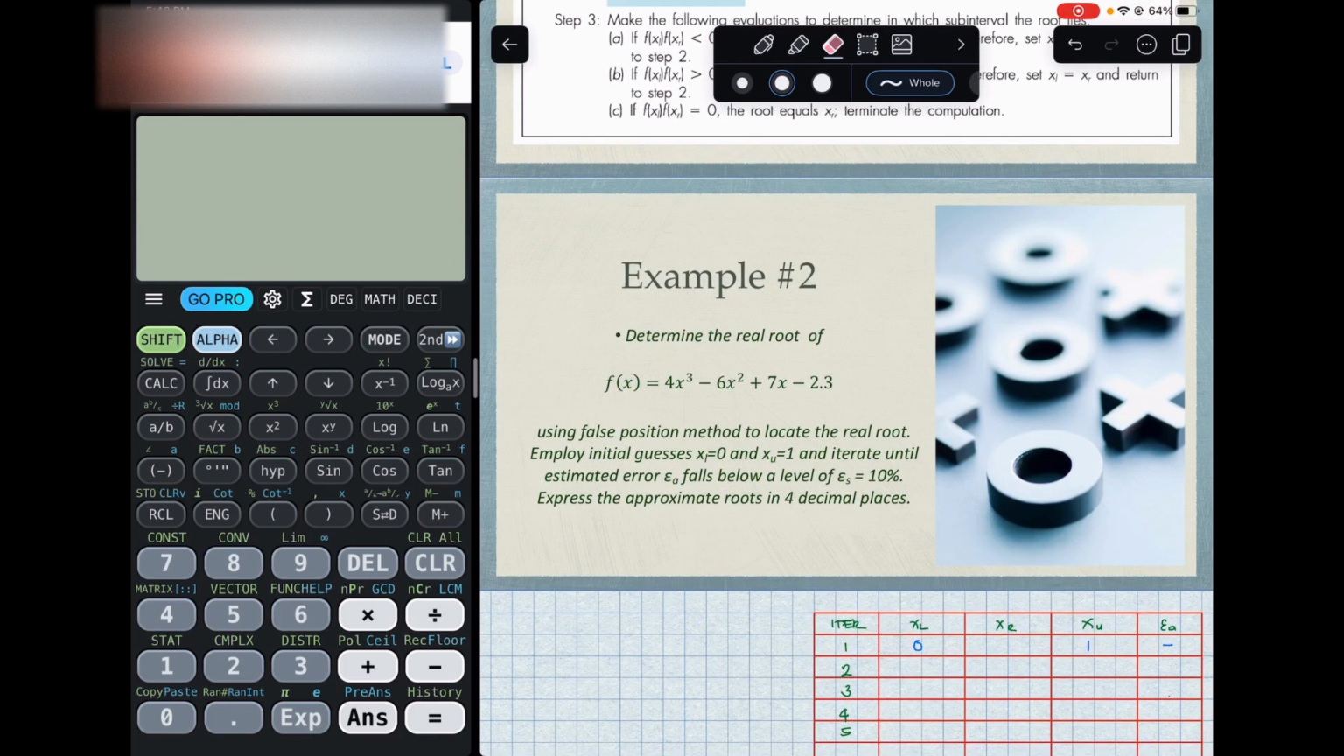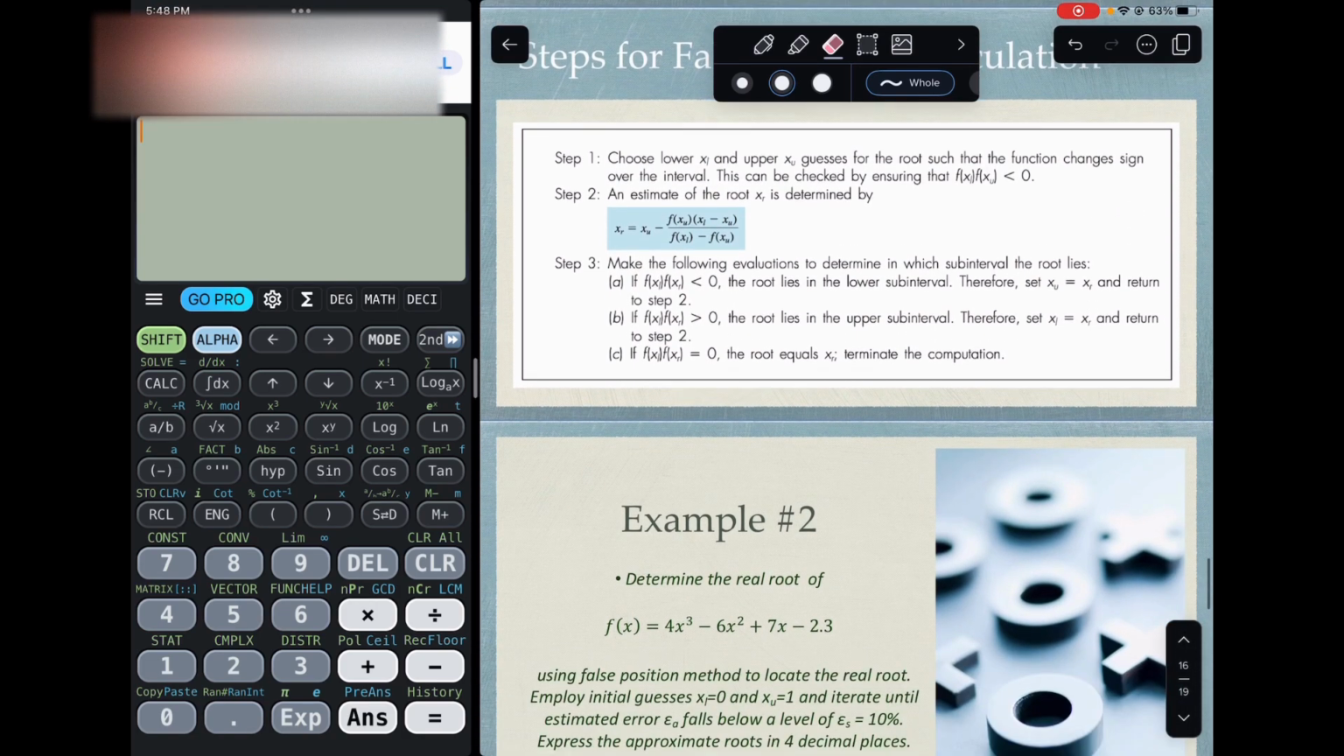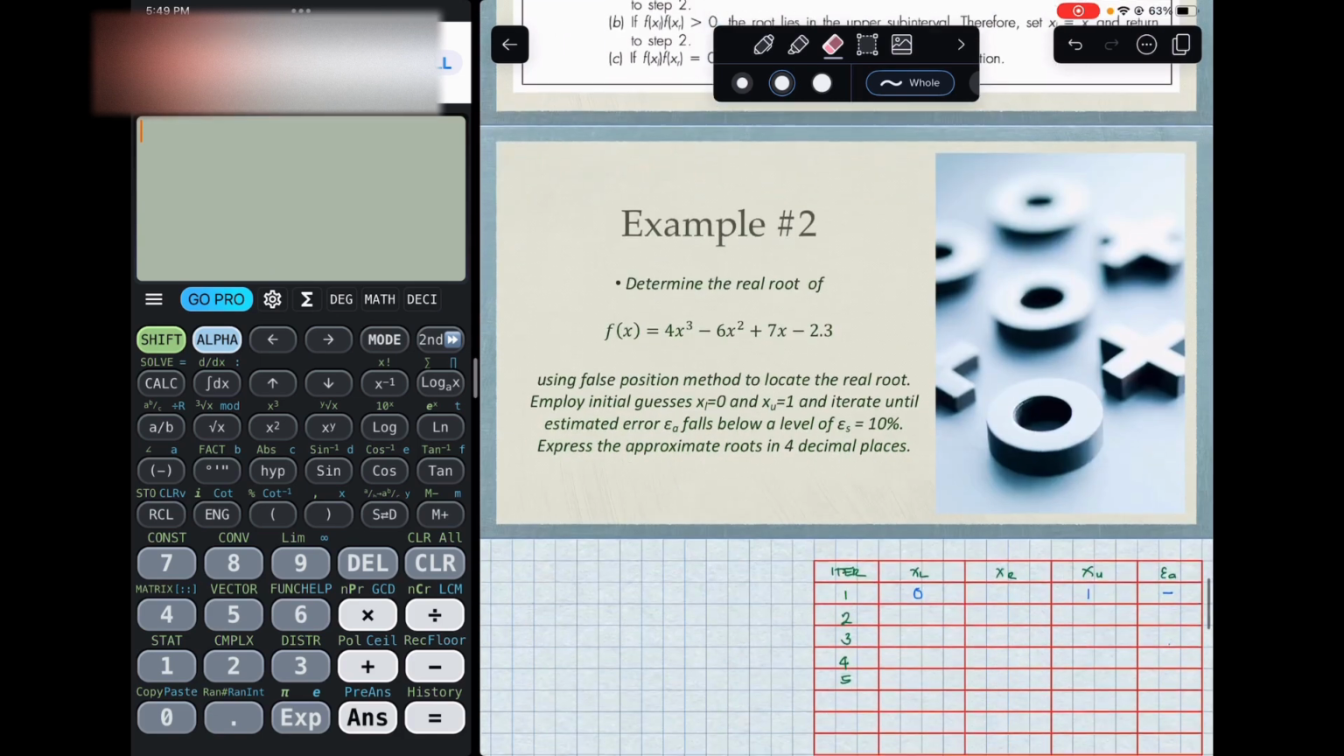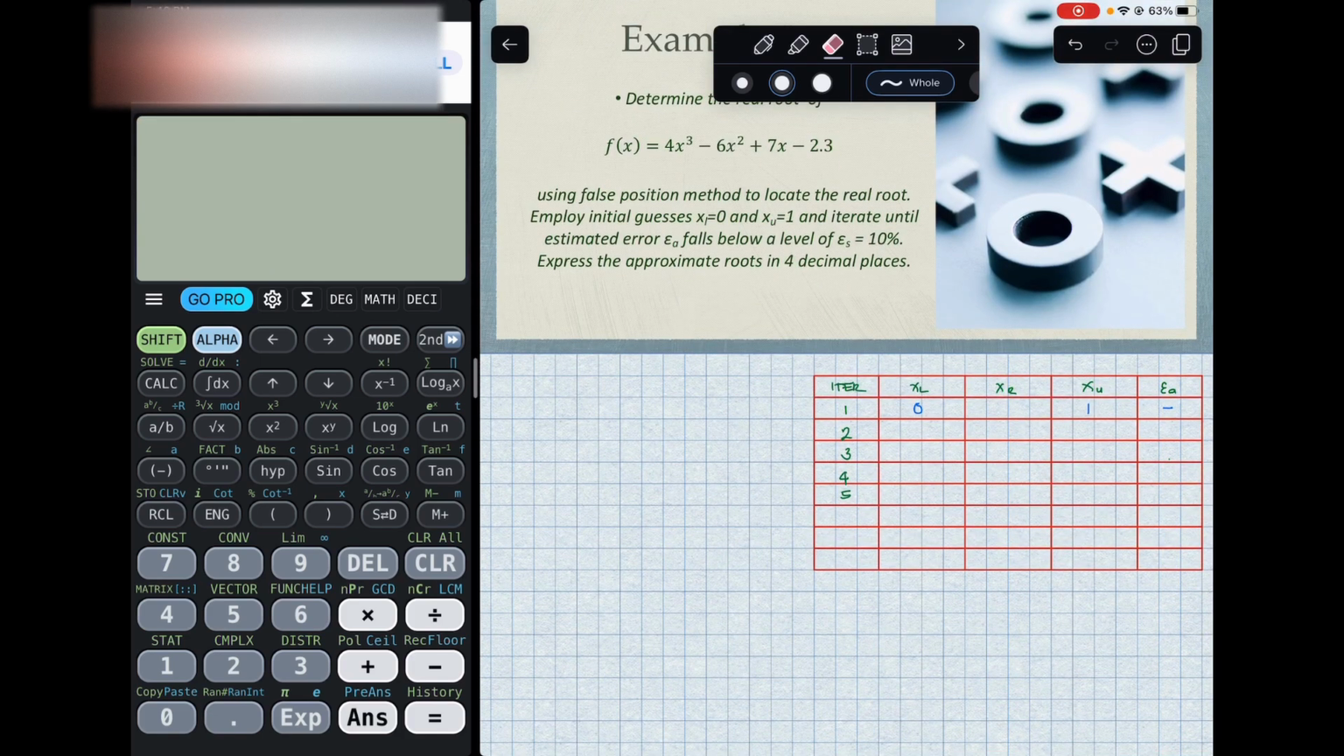We will be answering the same problem, but we're going to use regula falsi, or the false position method. Since we already solved step number one, I'm going to skip it because we are already sure that one of the roots is in between 0 and 1. So we'll proceed right away in estimating the value of x sub r. We can do our first iteration.